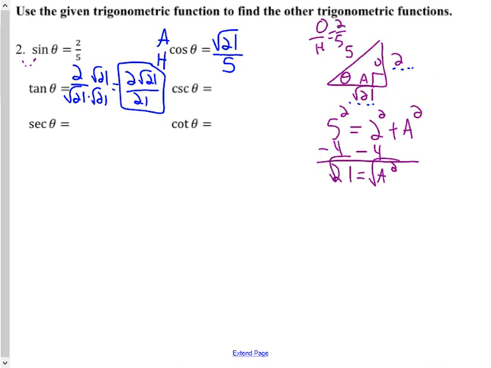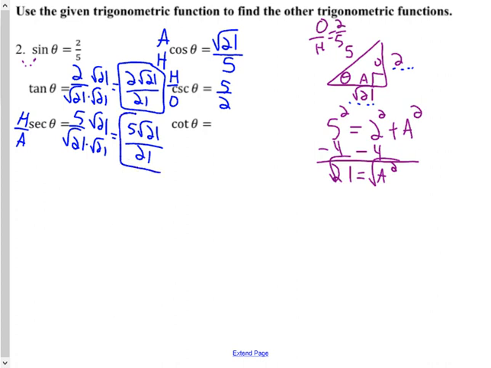Cosecant is hypotenuse over opposite, so that is 5 over 2. Secant is hypotenuse over adjacent, so that is 5 over root 21. And then again, simplifying that gives us 5 root 21 over 21. And then cotangent is A over O, which gives us square root of 21 over 2. And those are the 6 trig values.